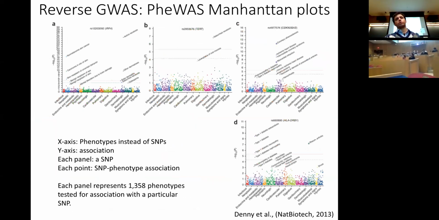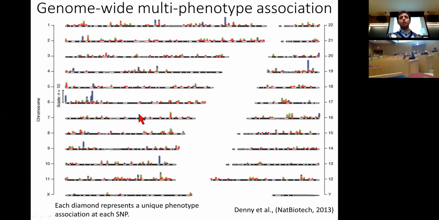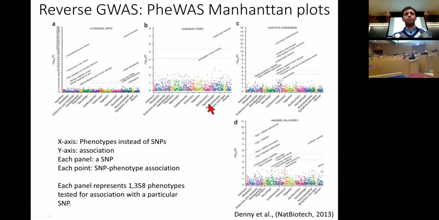So what is PheWAS doing? Basically, GWAS is asking for every genetic variant, what is its association with a particular trait? What PheWAS is doing is asking, instead of putting different genetic variants on the x-axis and a particular phenotype for each plot, for a particular genetic variant, what are all of the traits that it is associated with. So it's actually flipping GWAS around.